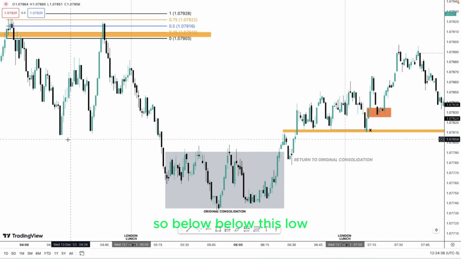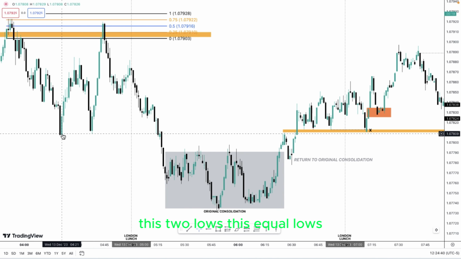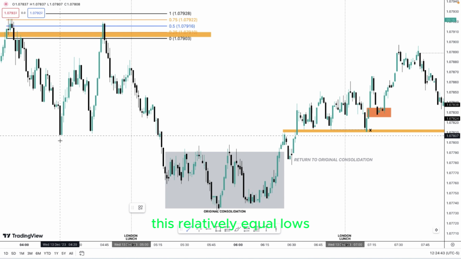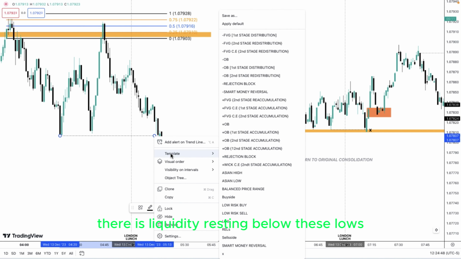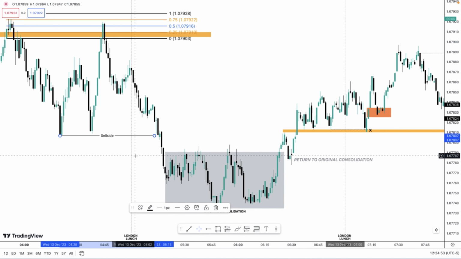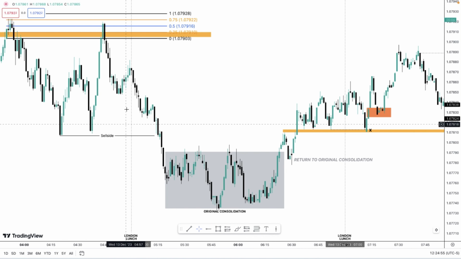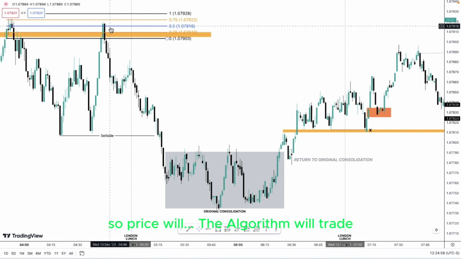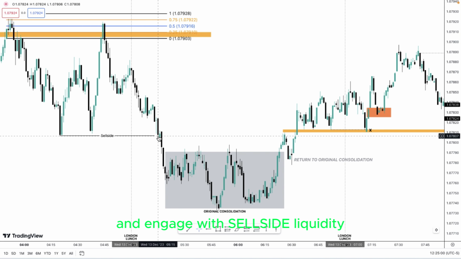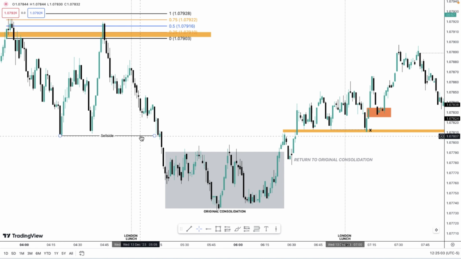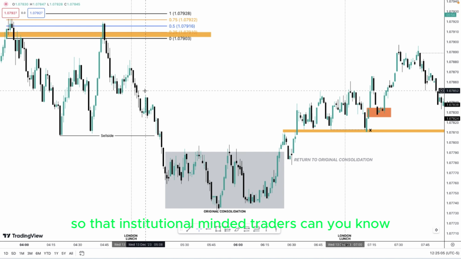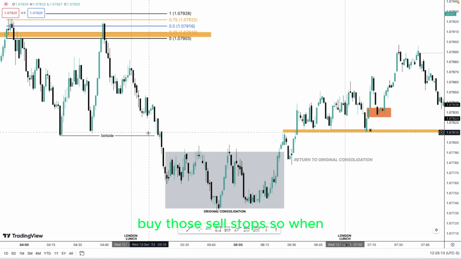So below these lows, these equal lows, these relatively equal lows, there is liquidity resting below those lows. So we call that sell side liquidity. So the algorithm will trade and engage with sell side liquidity so that institutional minded traders can buy those sell stops.